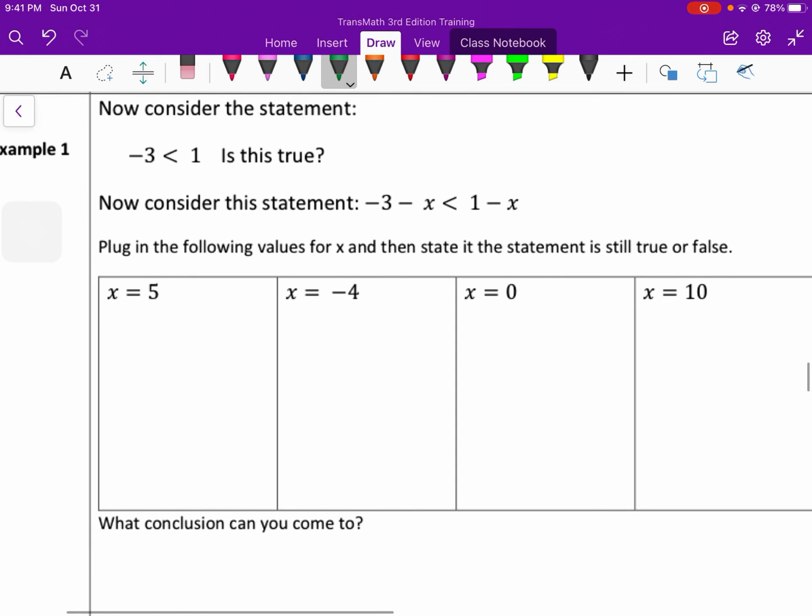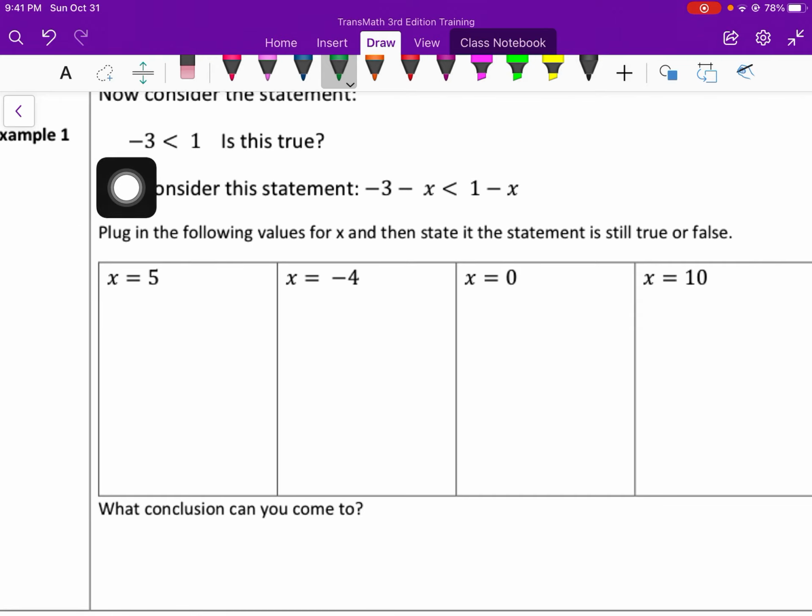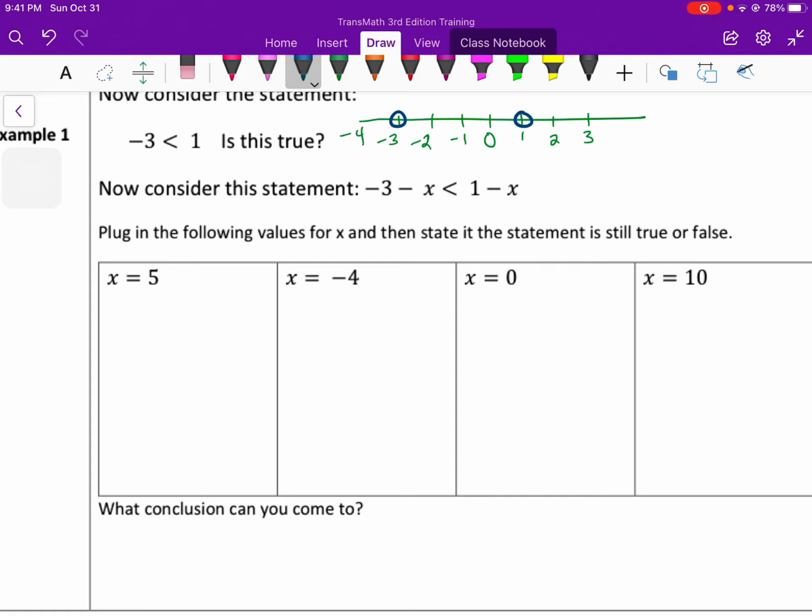So we're going to look at this statement. Consider this: negative 3 is less than 1. Is this true? If you think about that on the number line, 1 is right here, and I'd go 1, 2, 3, and then 0, then negative 1, negative 2, negative 3, negative 4. So negative 3 is right here, and 1 is right here. So negative 3 is less than positive 1. So that is true.